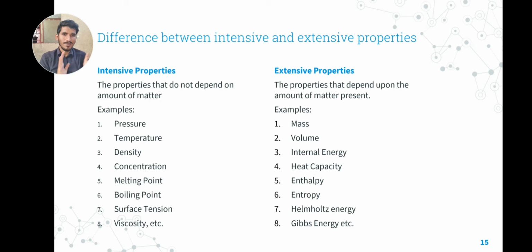Similarly, temperature. So let's take an example of temperature. If you have a jug, the temperature of the water in the jug is 25 degrees C, and you fill a glass of water from that jug, then the water present within the glass will also have the temperature equal to 25 degrees C. So I can say that the temperature is independent of the amount of matter.